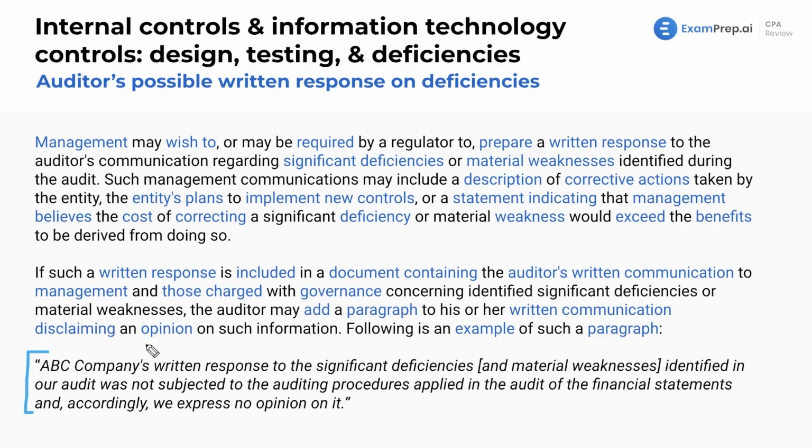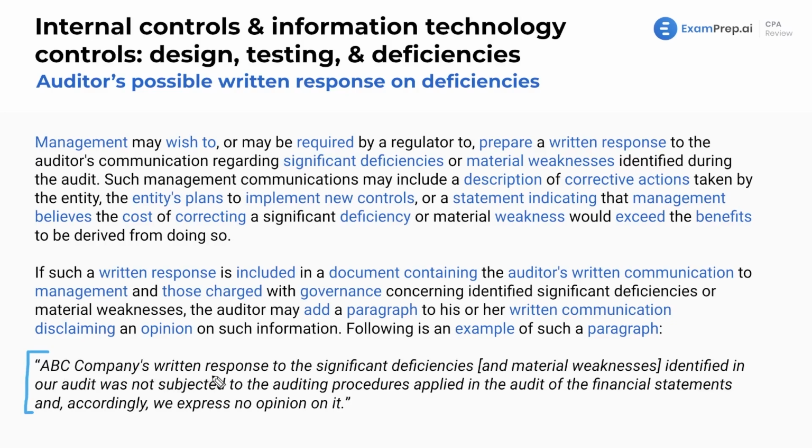Think of it like you've got a separate file. You've got a folder, and it's got that initial communication to management and those charged with governance on any weaknesses, any issues. And then in that same file, you could have the management response to it. And then here again, the auditor could also add a paragraph to the written communication disclaiming opinion on this information. Now, here's the example.